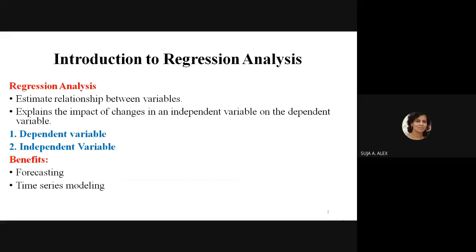What is regression analysis? It's a technique used to estimate a relationship between variables. It's also used to predict the value of one variable on the basis of other variables. Basically, two types of variables are used in regression analysis: dependent variable and independent variable. What is a dependent variable? A variable we want to calculate or predict. What is an independent variable? It's a variable used to calculate the dependent variable.